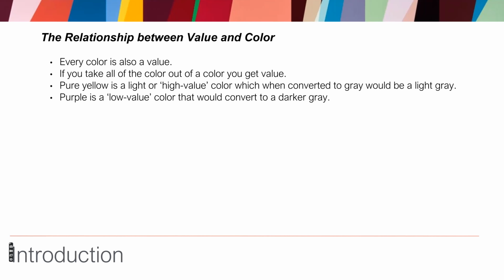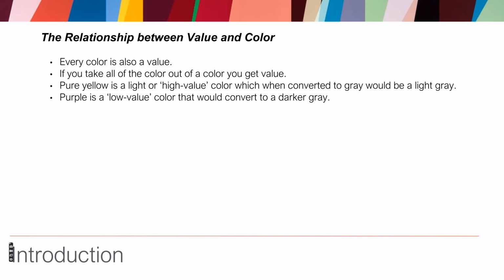When we talk about value, we often describe it in terms of grayscale. It's easier for us to understand that black is dark and white is light, and everything in between is a shade of gray. But value is not linked to any one color, not even gray. Value is the range of lightness and darkness within an image.